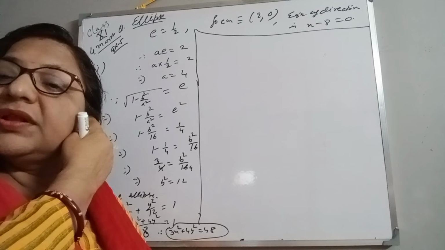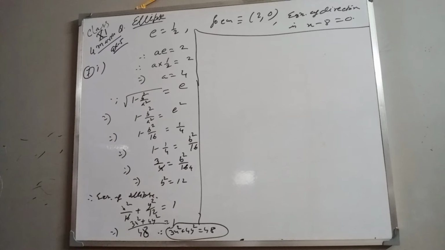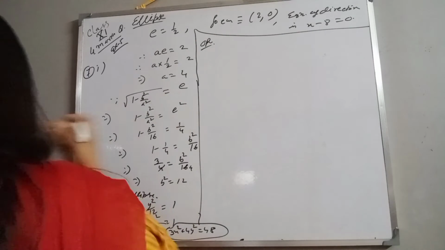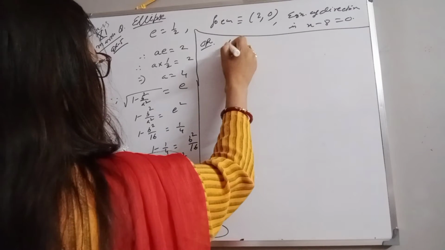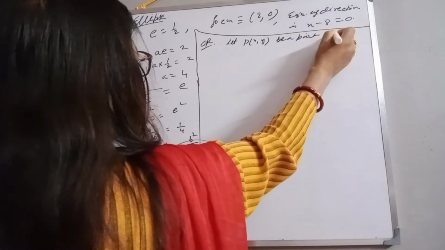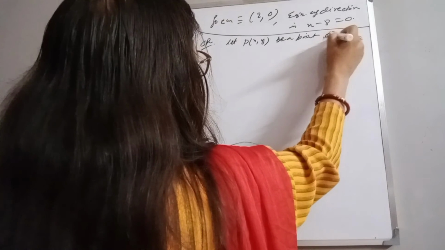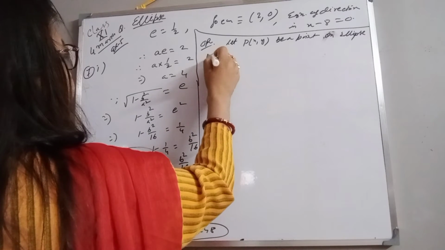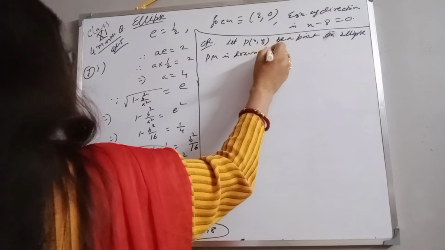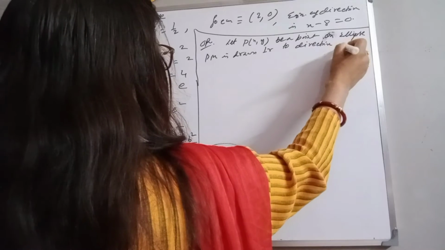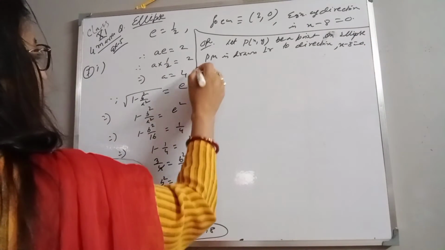Now, the same sum we will do in the second method also. What to do? In the second method, we will use the directrix, the equation of directrix. Okay, let P(x, y) be a point on the ellipse. PM is drawn perpendicular to the directrix x minus 8 equals to 0.